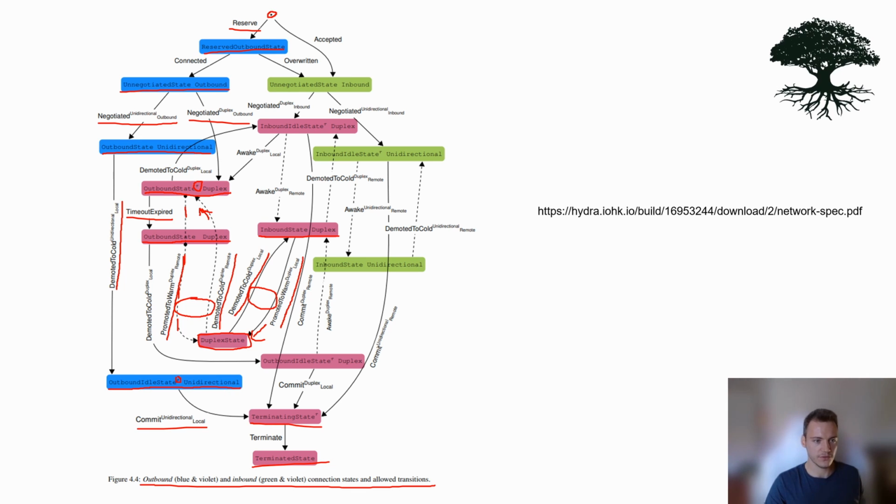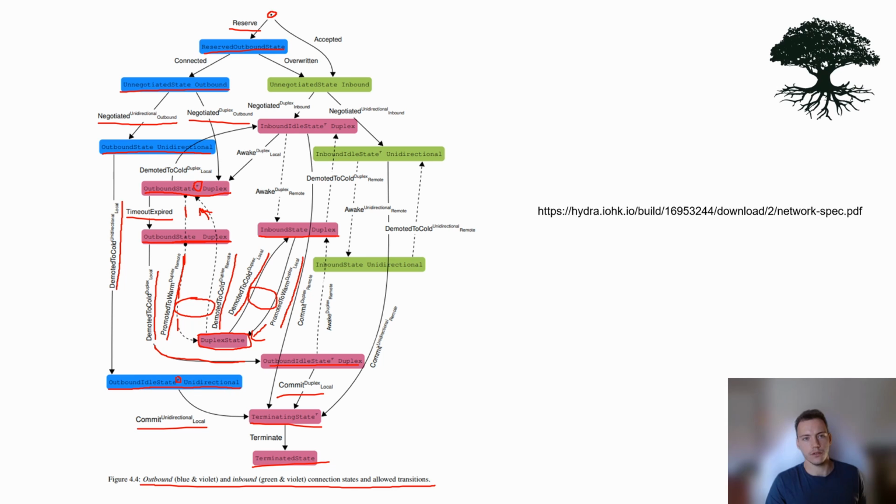What we have left, from the outbound state duplex here, we can demote it to cold there. So this is an outbound state duplex. Only our node is using the mini protocols, although the connection that was negotiated is duplex. And if we stop using the mini protocols, then the connection goes to the outbound idle state with a timeout, and if the timeout expires, the connection is going to get terminated. Okay, so those are basically all the paths, I think, for the outbound connection.